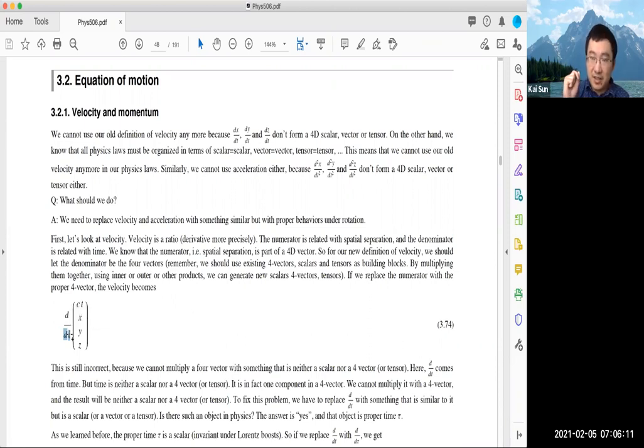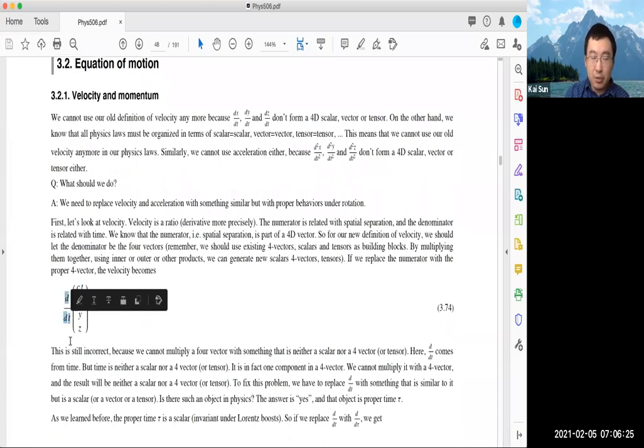Time is neither a 4D vector nor a 4D scalar. Time is one component of a 4D vector. It's only part of a 4D vector. It itself is not a vector or a scalar. So we need to replace this derivative of time with another derivative, which is very similar to the derivative of time, but follows the scalar, vector, or tensor structure.